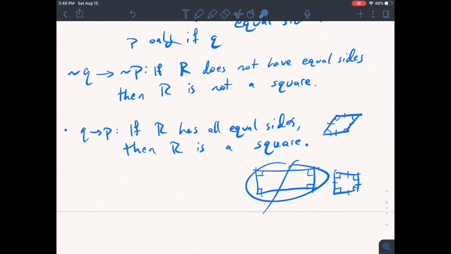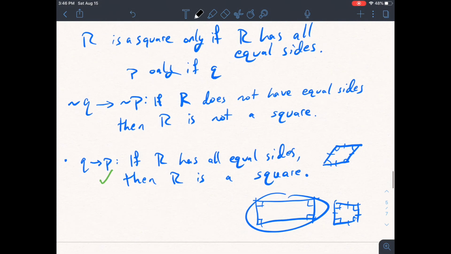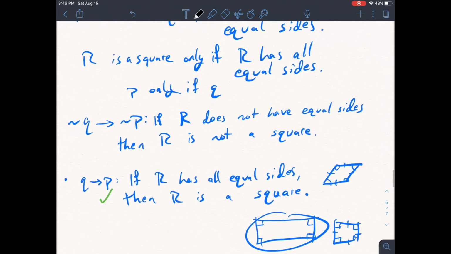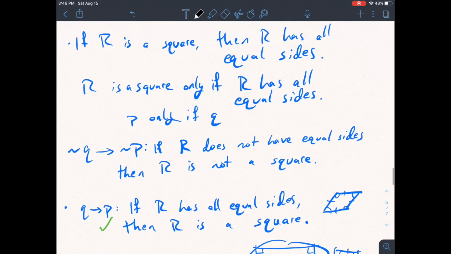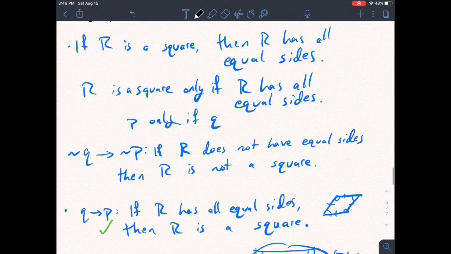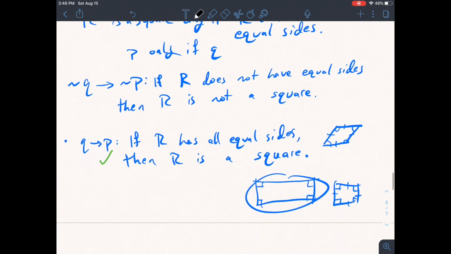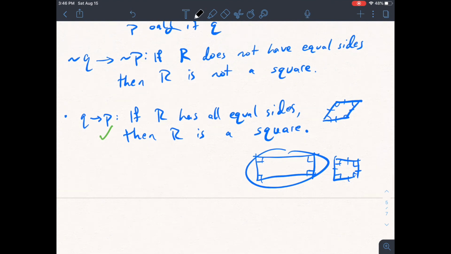But in this case, we are assuming from the start that R has to be a rectangle. And so Q implies P, the converse, because of our prior assumptions, is actually a true statement. So we'll put a little check mark there because it's true. Okay. So normally this converse would not necessarily be true. The converse here is not always going to be true, but it is true if we assume that we're starting with a rectangle.